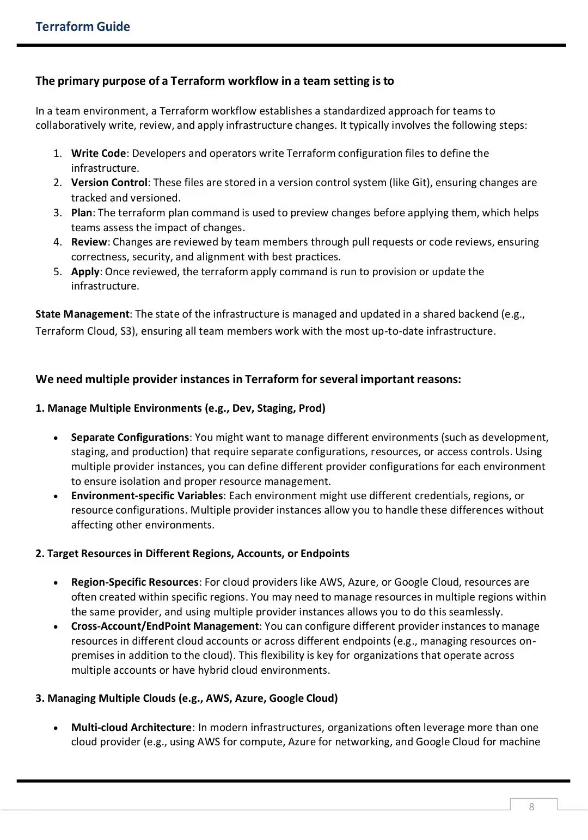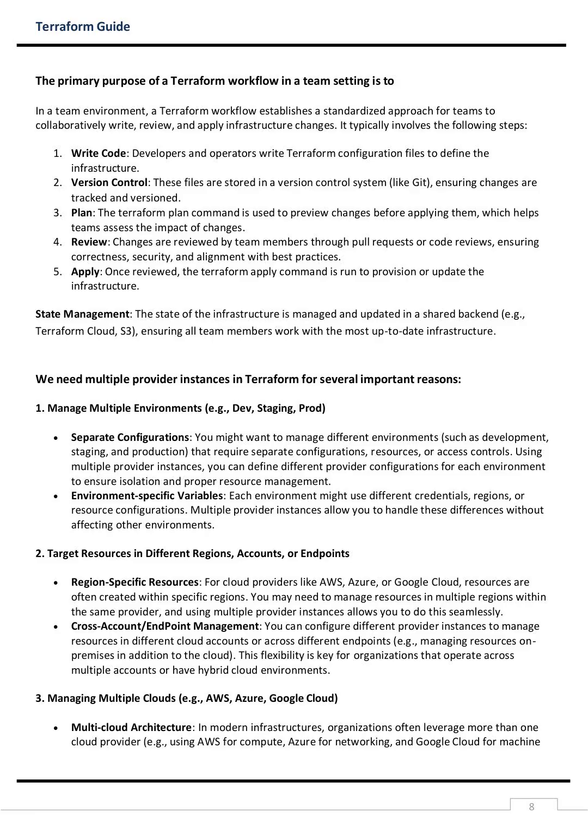Environment-specific variables. Each environment might use different credentials, regions, or resource configurations. Multiple provider instances allow you to handle these differences without affecting other environments. 2. Target resources in different regions, accounts, or endpoints. Region-specific resources. For cloud providers like AWS, Azure, or Google Cloud, resources are often created within specific regions. You may need to manage resources in multiple regions within the same provider, and using multiple provider instances allows you to do this seamlessly. Cross-account endpoint management.